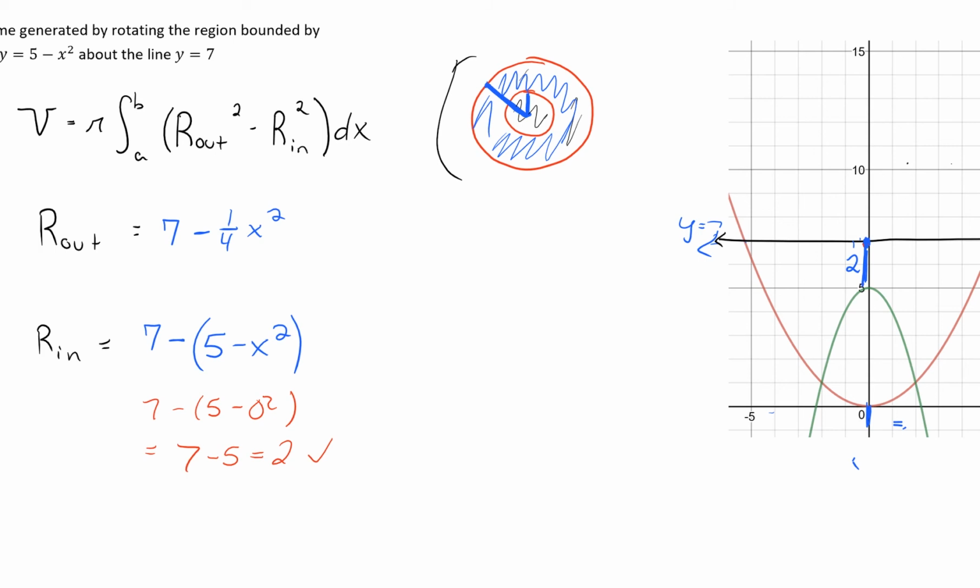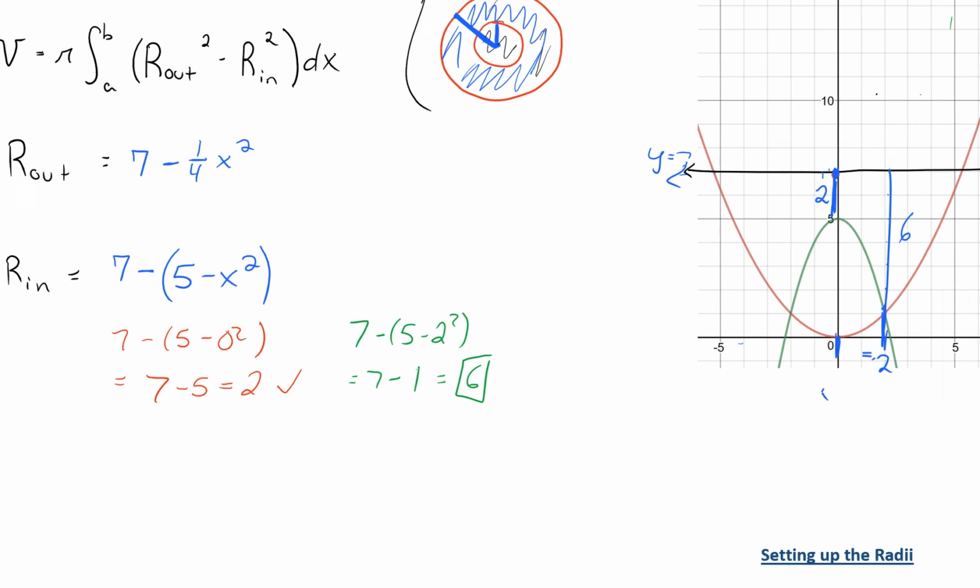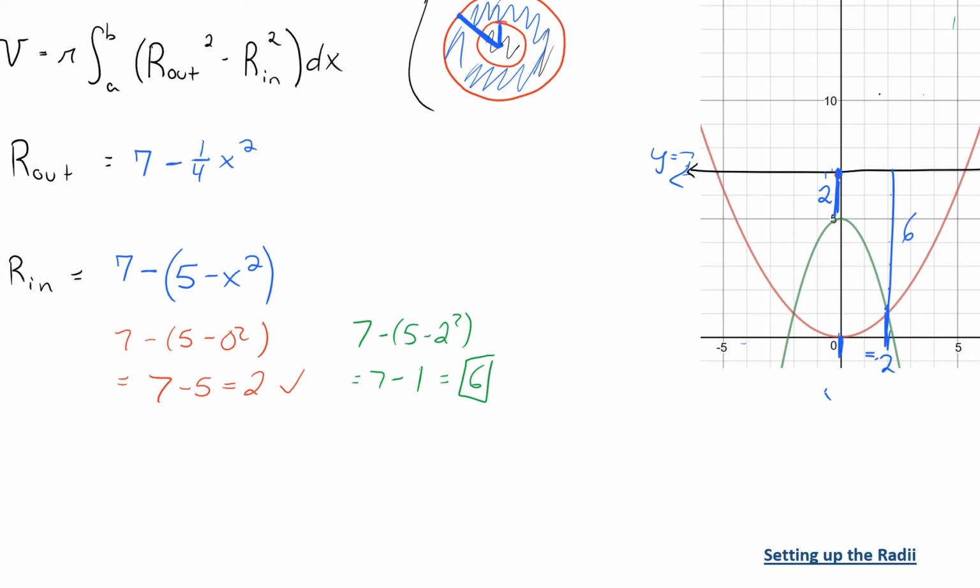Well, what if I go over to the edge of my solid at x equals 2? What is the length of the radius then? 1, 2, 3, 4, 5, 6. So now when I plug in x equals 2, I should have a radius length of 6. 7 minus (5 minus 2 squared) is equal to 7 minus (5 minus 4), which is 1. 7 minus 1 is 6. Okay, good. Both of my radii check out.